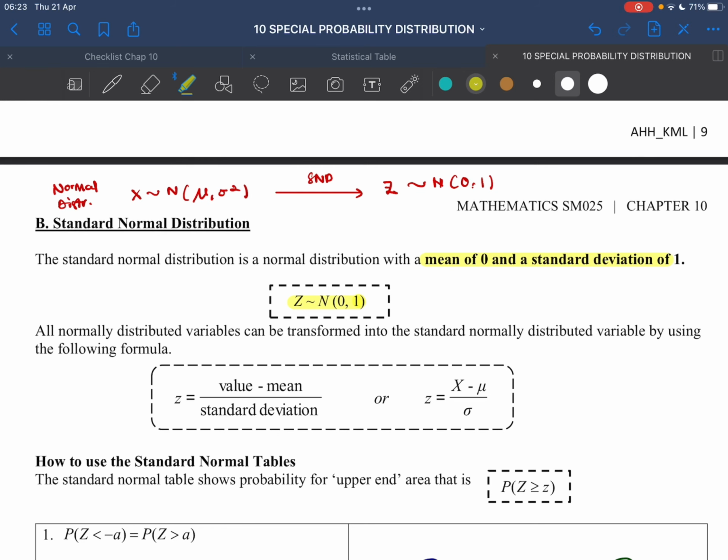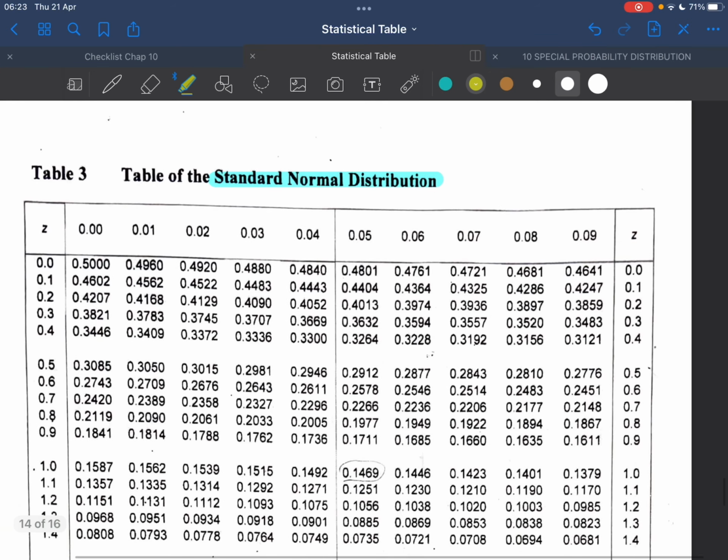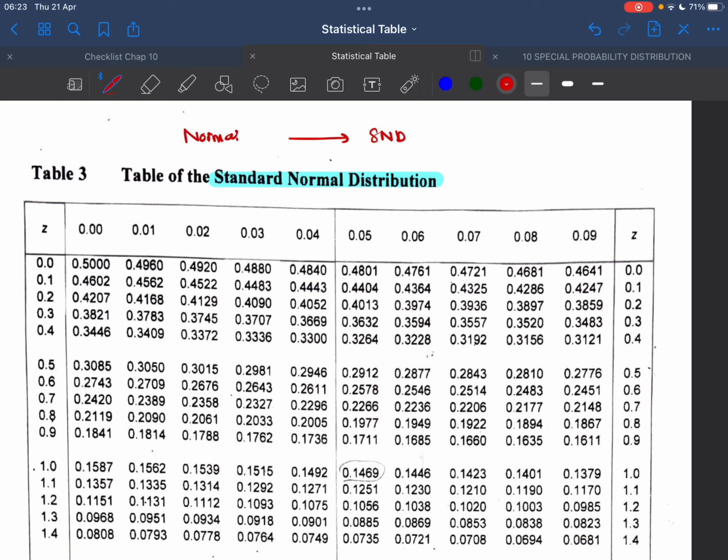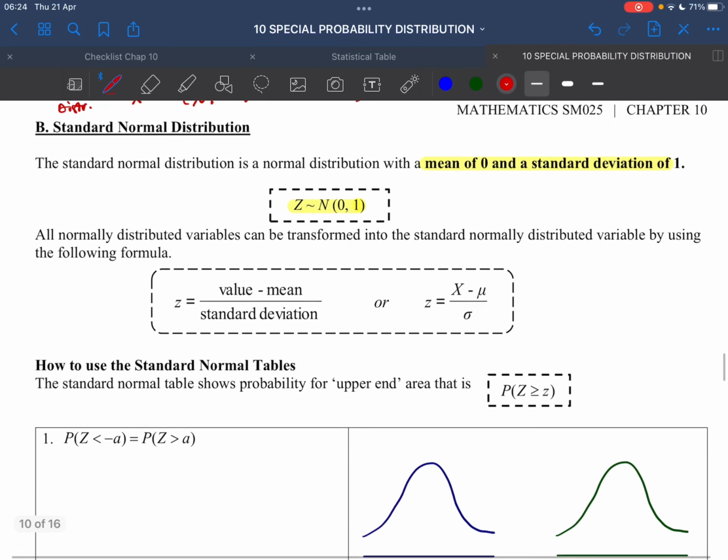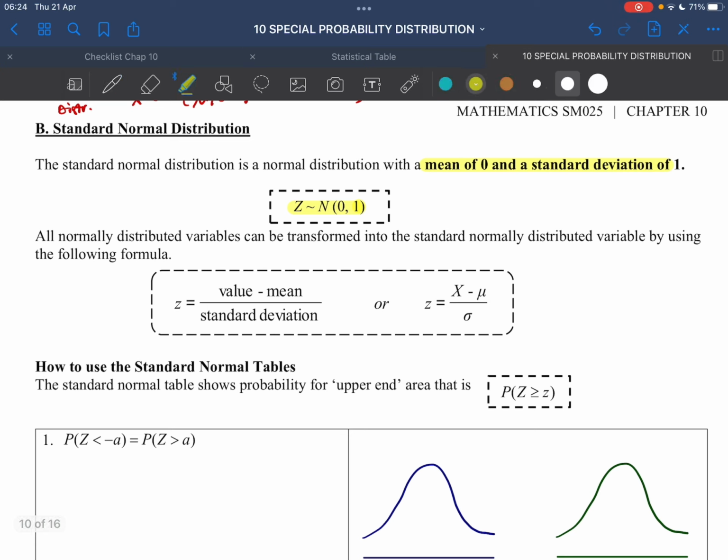So as you can see from table 3, here we have the table of the standard normal distribution. So we are going to use this table to find the probability. So what you have to do here is make sure to change from normal to standard normal distribution first, then we are going to look at the table. So how are we going to change from normal to standard normal distribution? By using this formula here. Z is equal to X minus mu over sigma. Okay, this is not given, so you have to remember this one here.